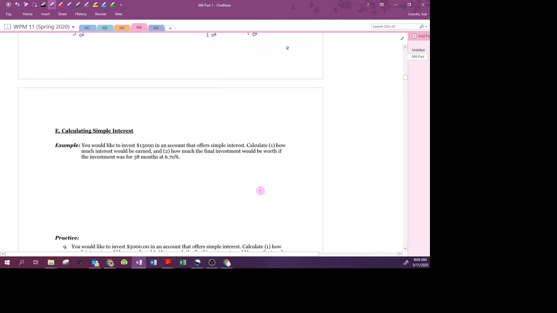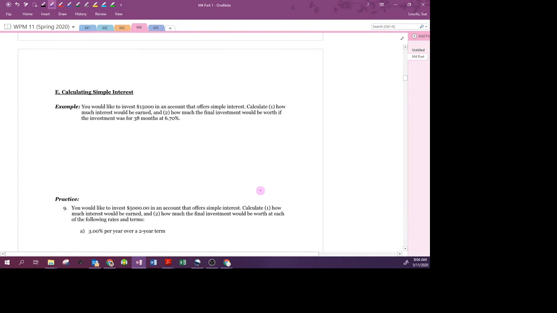All right, example of calculating simple interest. For example, you would like to invest $15,000 in an account that offers simple interest. Calculate 1, how much interest would be earned, and 2, how much the final investment would be worth if the investment was for 38 months at 6.70%.